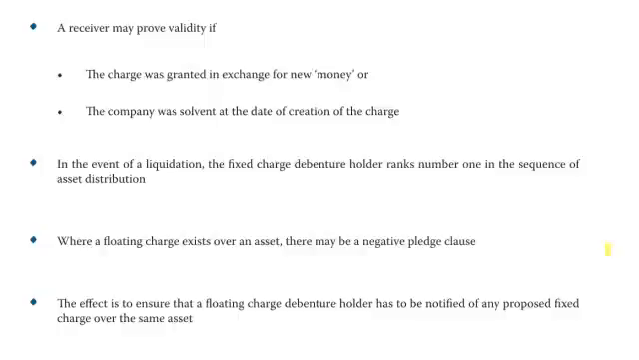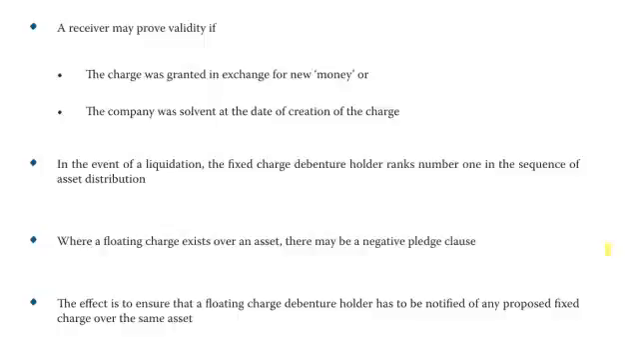In the event of a liquidation, a fixed charge debenture holder ranks number 1 in the sequence of asset distribution. Actually, technically correct, they rank first equal. Imagine a liquidator being appointed to the office of liquidator. Are you thinking that maybe the liquidator is prepared to do this job for nothing? Well, surely not. Any assets that the liquidator realizes in order to be able to complete the liquidation, out of those assets the liquidator will take his fee.